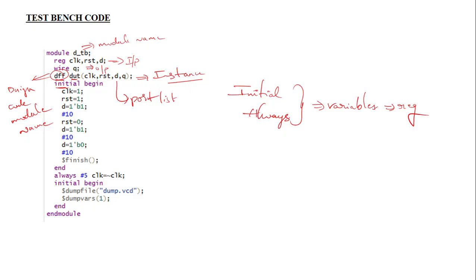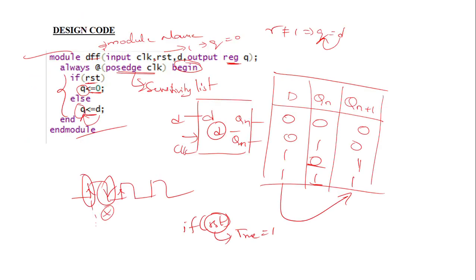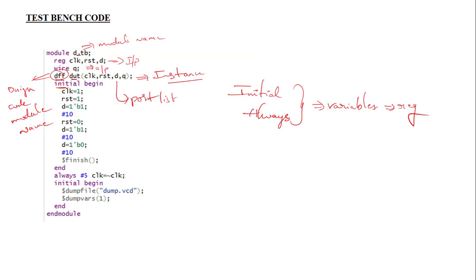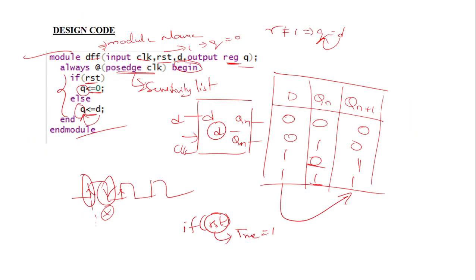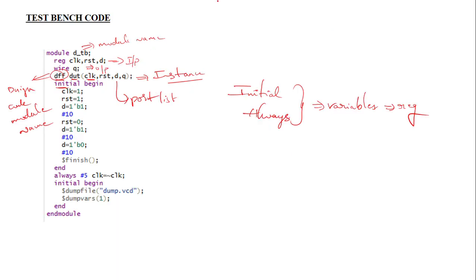How are we going to connect by order? See here what the order is: clock, reset, D, Q. These are the variables in the design code. What are the variables in the testbench code? Clock, reset, D, Q. If you follow the order, the first variable we write here, this clock, is going to be assigned to the clock in the design code. For example, if I write reset, comma, clock, comma, Q, comma, D, like that.